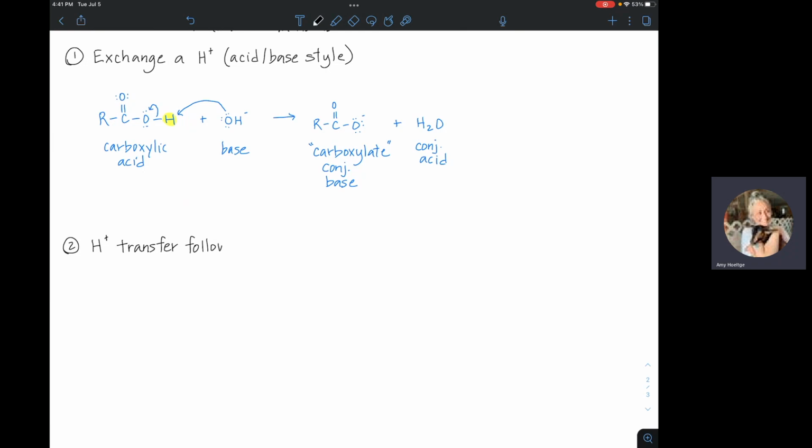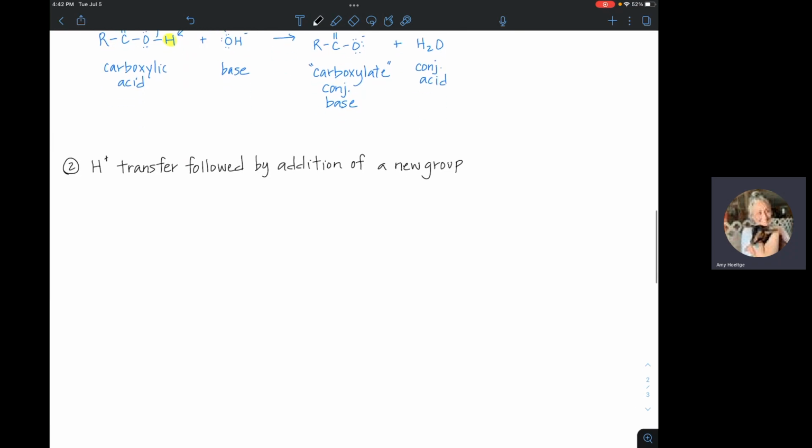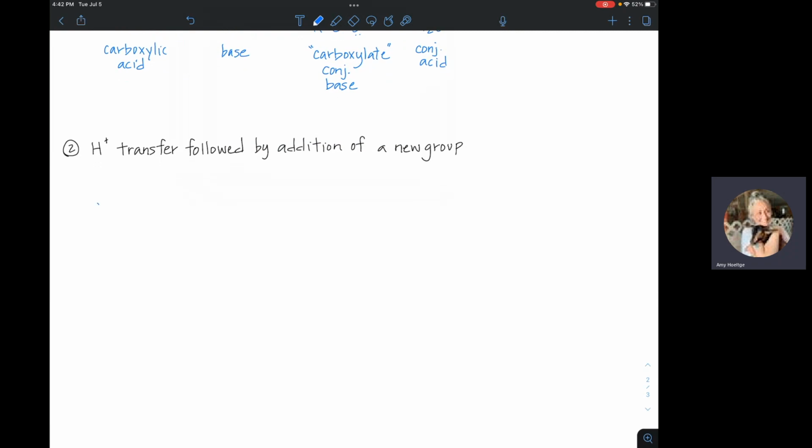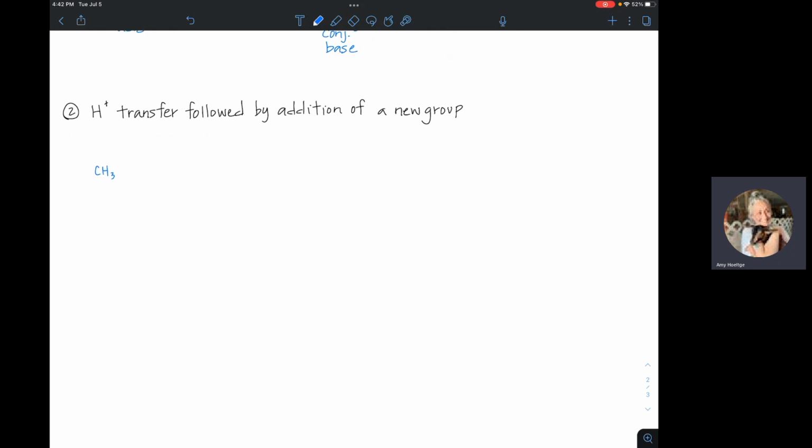Followed by the addition of a new group. So this will be a token reaction for alkenes and alkynes. We'll give an example here where we're going to take an alkene, and we'll do a separate video on very specifically characteristic reactions of alkenes and alkynes.